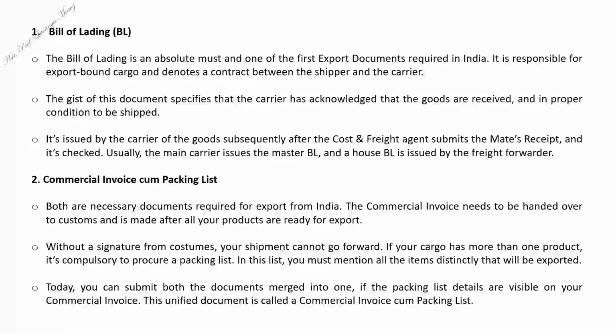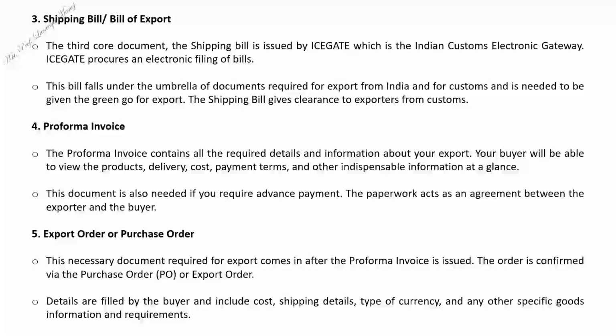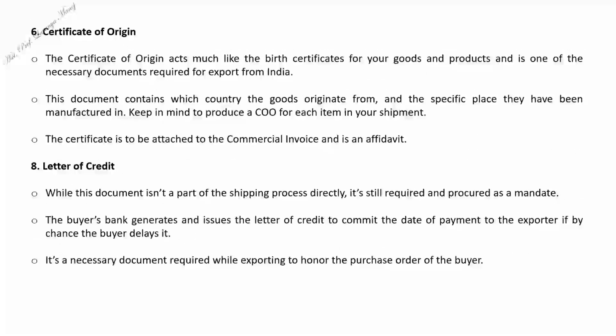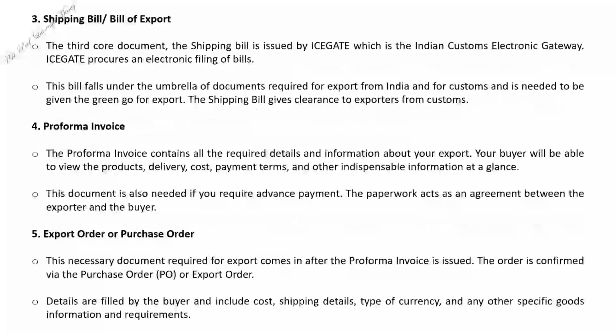But these 4 documents, pro forma invoice, commercial invoice, packing list, and certificate of origin, all these 4 documents are generated and issued by the seller, the exporter. So 1 copy stays with the seller, 1 copy goes to the buyer, 1 copy goes along with the consignment for customs clearance.